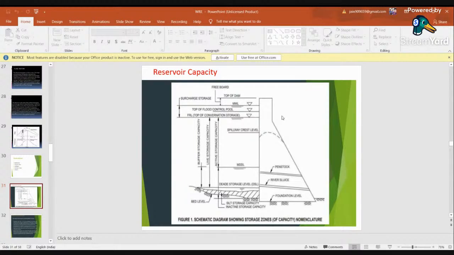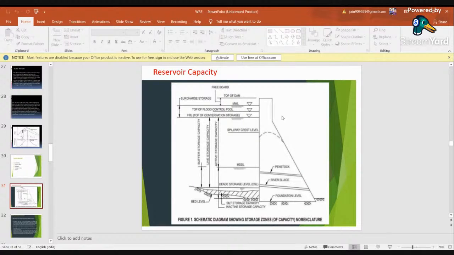So your next topic is flood reservoir capacity. Now, as the name itself suggests, what is capacity? Capacity is nothing but the gross volume of water which can be stored in the reservoir. So the reservoir capacity means the gross volume of water which can be stored in the reservoir which we have built.